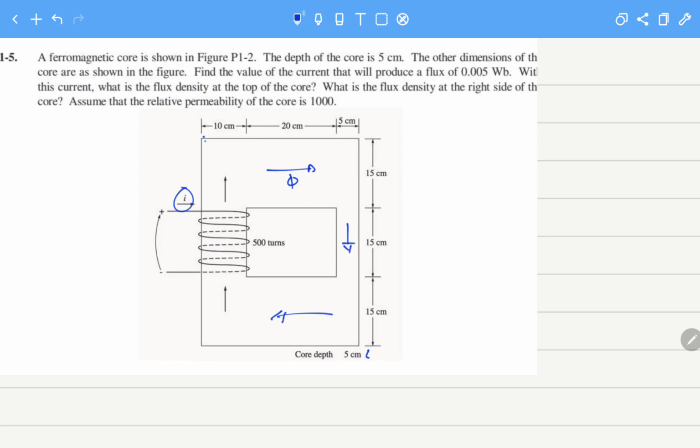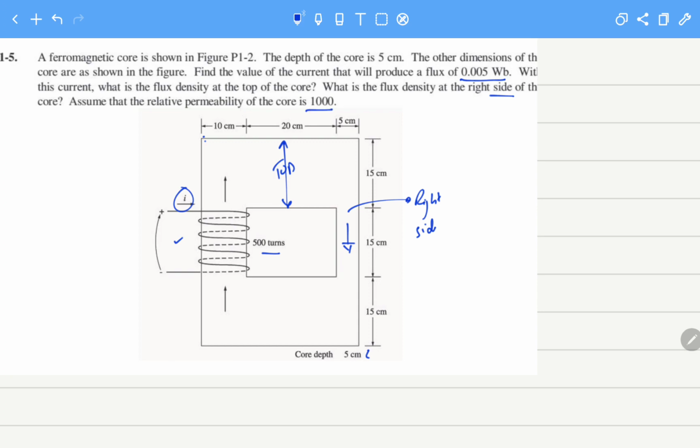Now we should remember, the same flux will be moving through the core that is being produced by the source, and we have been given the turns also, and we require a flux of 0.05 Weber. What is the flux density at the top of the core? What is the flux density at the right side? So this is the top of the core, top, and at the right side, assume that relative permeability mu r is given.